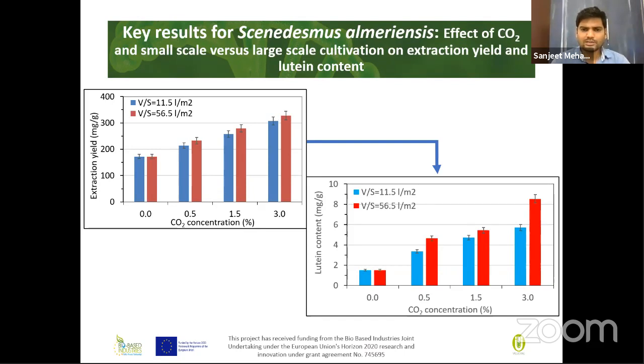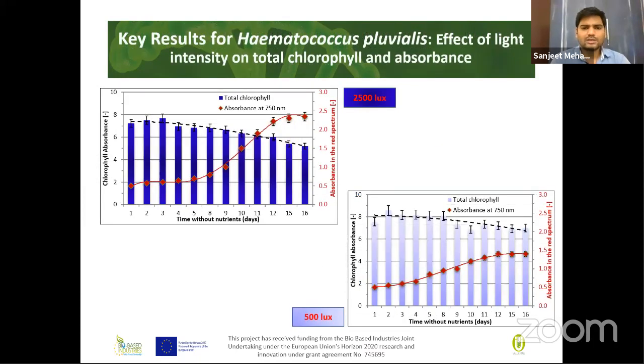from the microalgae strains. So here I would like to show you the results of Haematococcus pluvialis for the astaxanthin production. And here in the first figure, we see the higher stress condition, that is the light intensity stress. We found that with the light intensity of 2500 lux on the surface of photobioreactor, the chlorophyll content drastically decreased, while the absorption in the red spectrum increased.